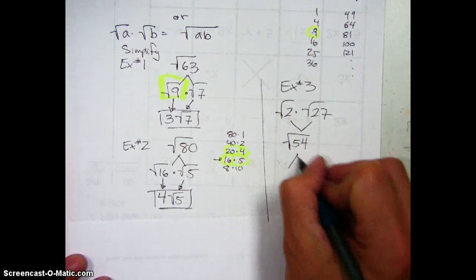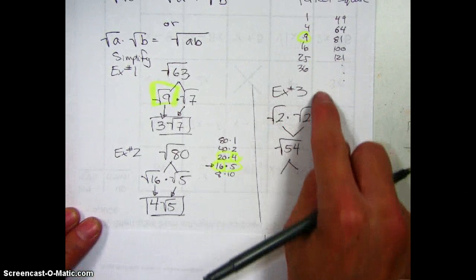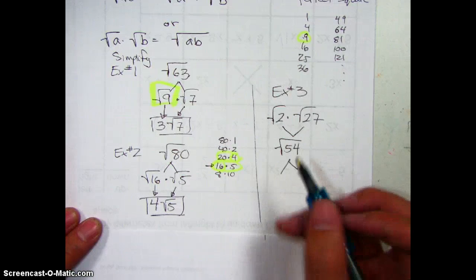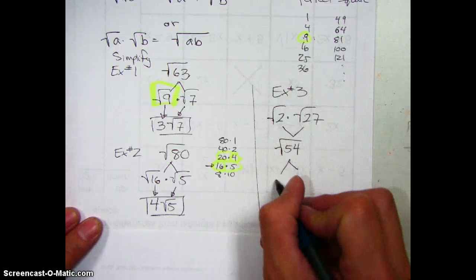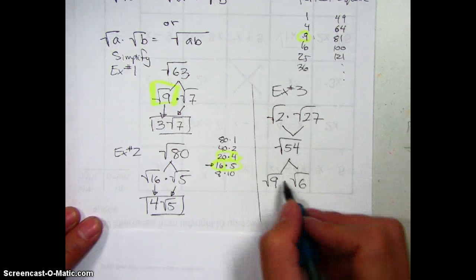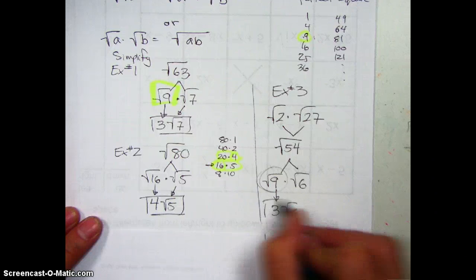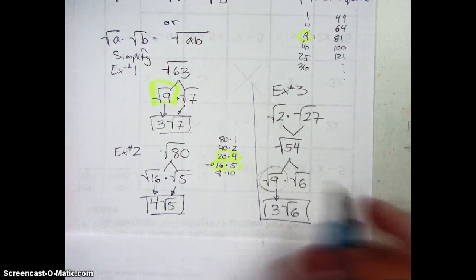At this point, I'm going to break it back into 2 again, except I want to use one of my perfect squares if it's one of the factors. And then 9 happens to be one of those factors. So 9 times 6 gives you 54. Well, square root of 9 is a perfect square, which is 3, and then I get root 6. And so that would be my simplified answer to that.